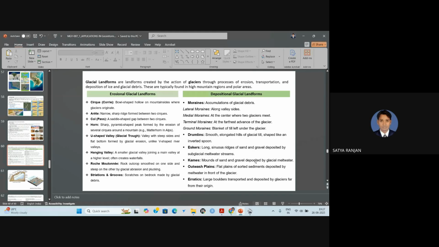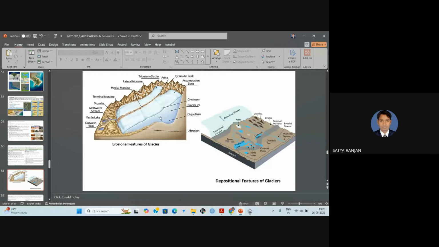Then depositional landforms are like moraines. A lot of moraines are there: lateral moraines, medial moraines, terminal moraines, ground moraines. Then drumlins, eskers, kames, outwash plains, erratics. So these all are there. These are some pictures of erosional landforms of glaciers and some depositional landforms of glaciers.